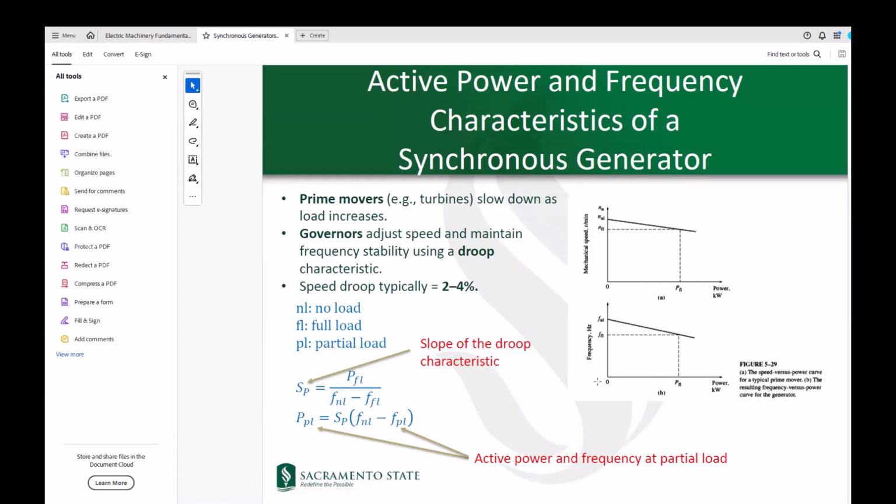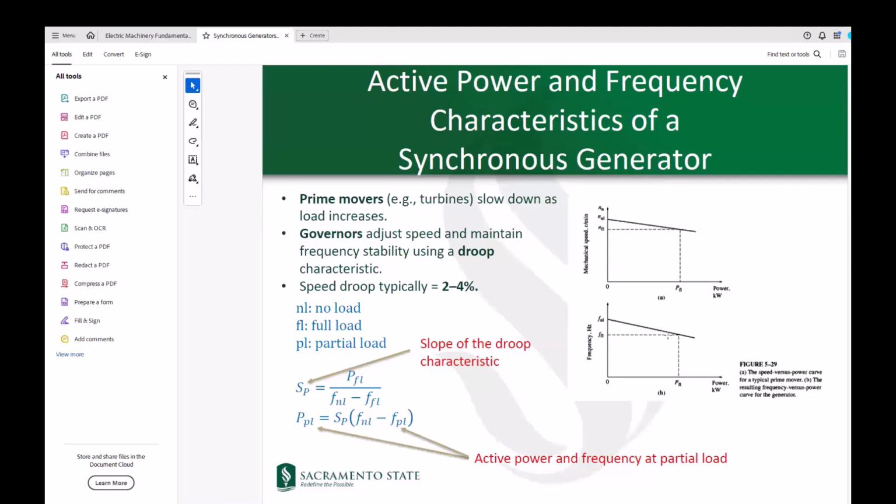Now, under full load conditions, we are delivering this much power from the generator, and the frequency of the machine usually drops to FL, the frequency at full load conditions. So the operation of generators is usually like that. We want our generators to obey this curve between the no load and full load conditions. We want them to work based on this droop line.